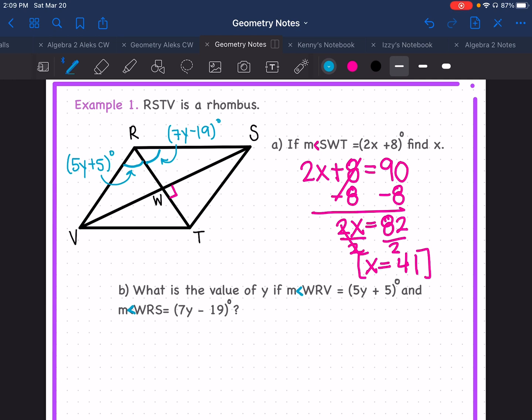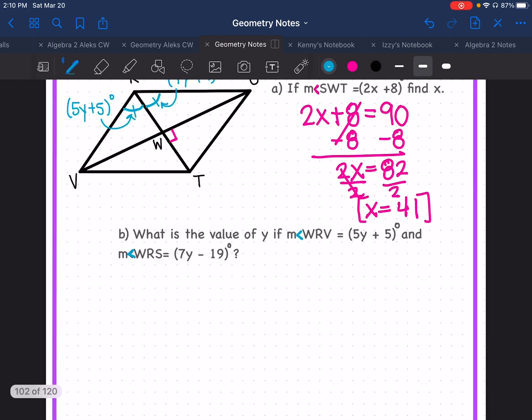So I have to go back to my properties and remember the diagonal, which goes from corner to opposite corner through the rhombus. It's going to bisect this angle at R into two equal parts. So this piece and this piece are equal. What I'm going to do is set these two expressions, 5y plus 5, equal to 7y minus 19.